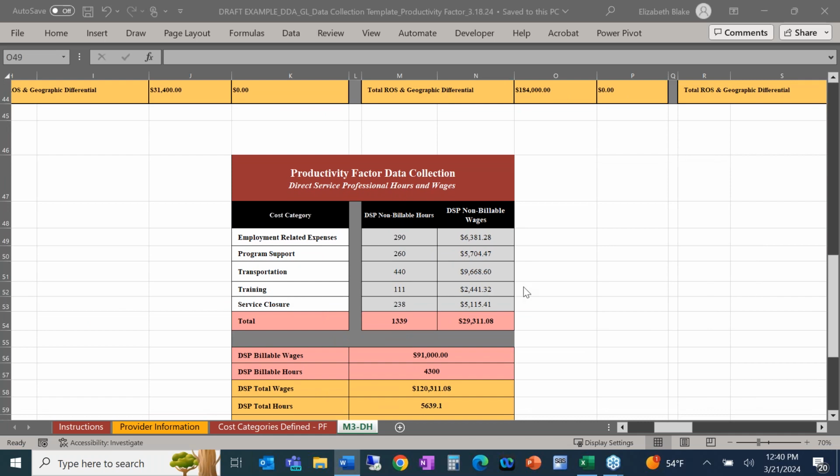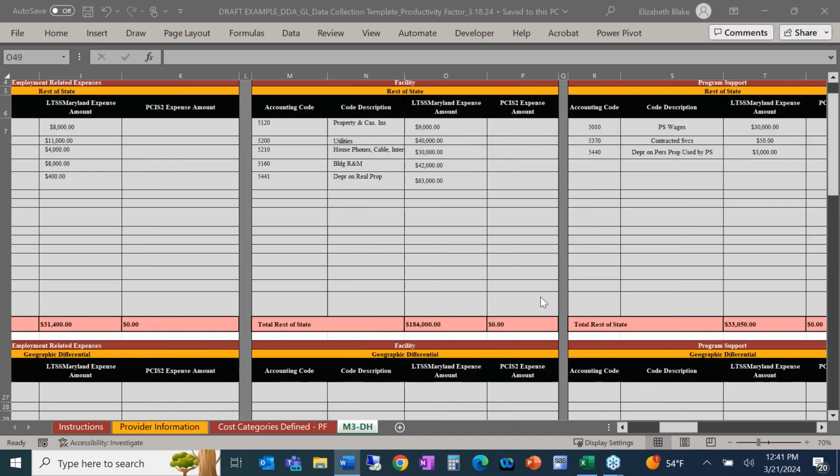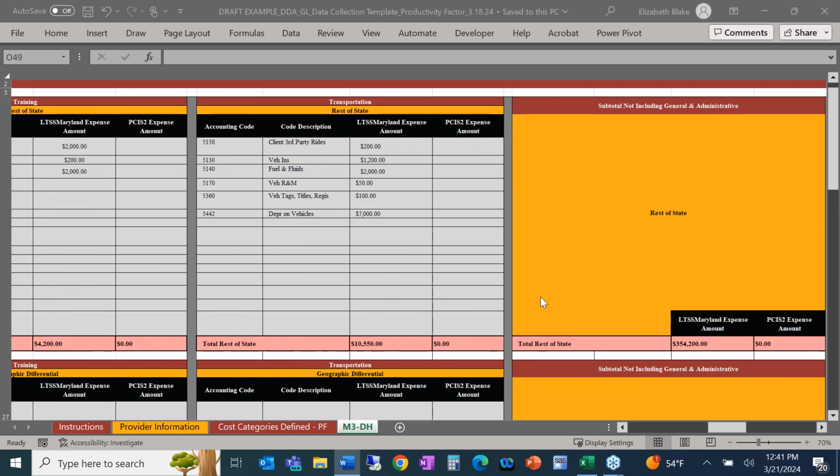This is where we have transitioned reporting the share of direct care staff time, like new hire training and staff development costs, down to the productivity factor data collection table. So all of those are reported here, and they're no longer reported at the top under training.